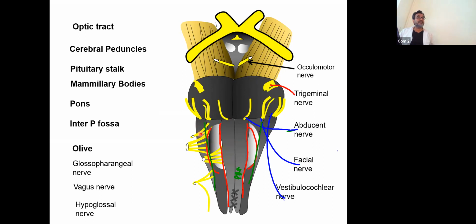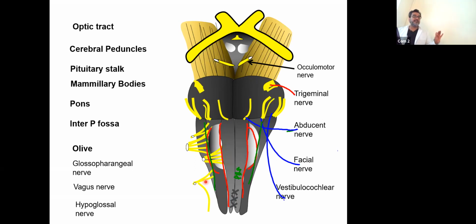The first one is the 9th cranial nerve, which is called glossopharyngeal. Next is the vagus, which is the 10th cranial nerve. And the third one is the accessory nerve. Now the 9th cranial nerve, glossopharyngeal, supplies the sensory supply to the posterior 1/3 of the tongue, and it also supplies sensory supply to the pharynx. It only supplies one muscle of the pharynx, which is the stylopharyngeus muscle.